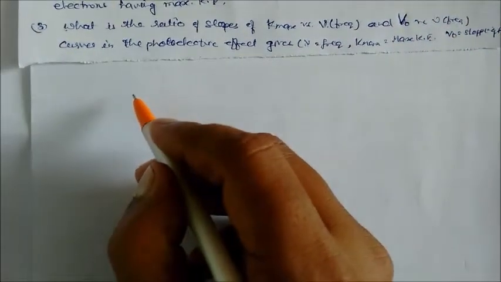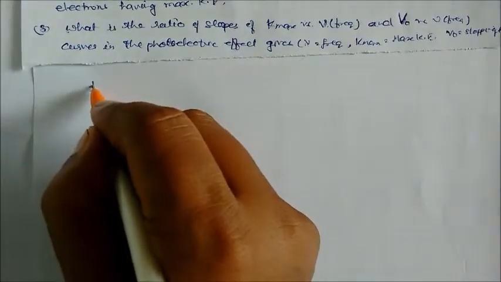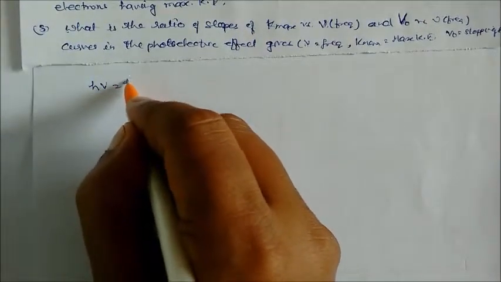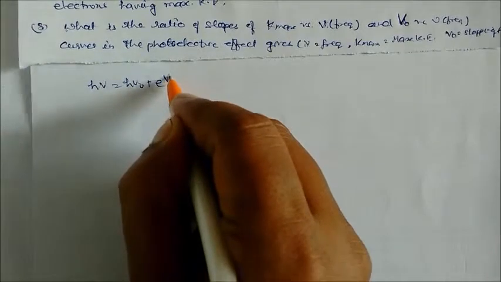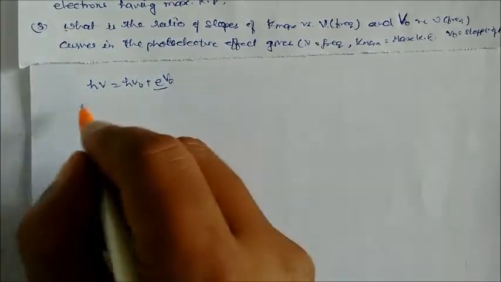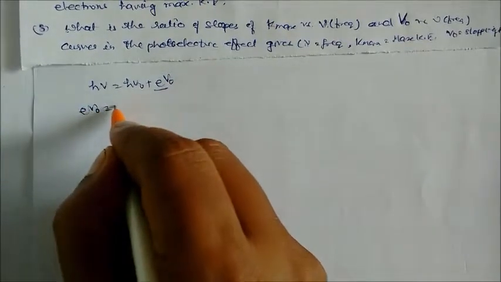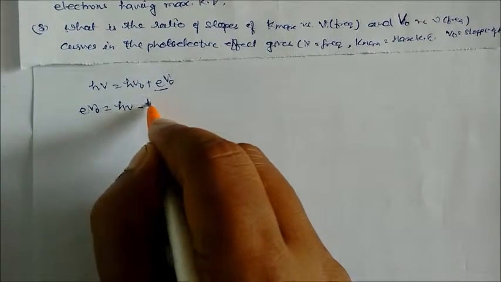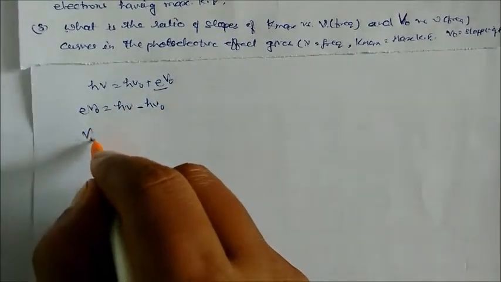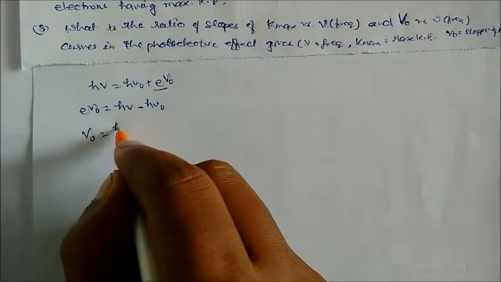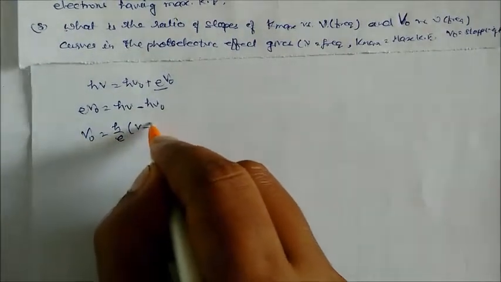So we have to write two equations. One equation is h nu equal to h nu naught plus eV naught. This is the work function relation. So from here we will get eV naught equal to h nu minus h nu naught, or we can write this as V naught equal to h upon e times frequency minus threshold frequency.